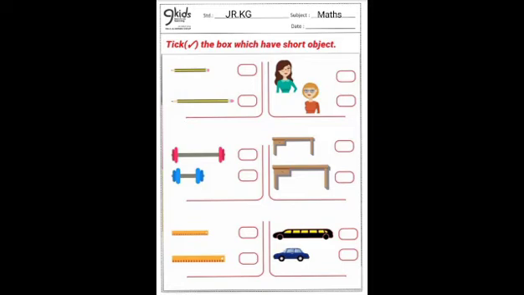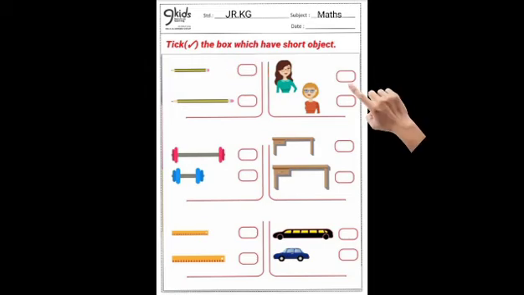Now let's see what is there in the first picture. In the first picture, you can see two pencils. Now tell me which pencil is short? Yes, the first pencil is short. So we will put a tick mark in the box which has the short pencil.